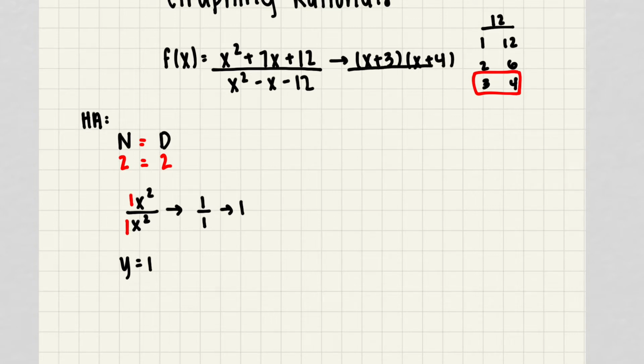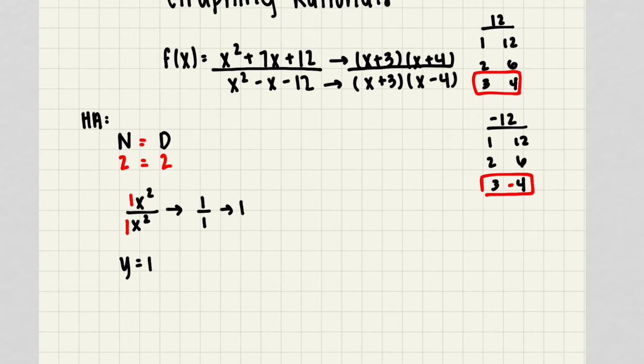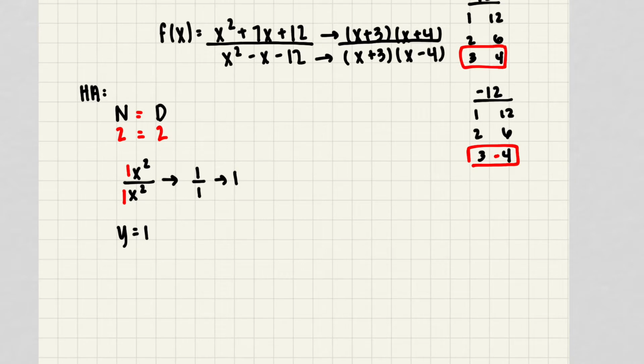I'm going to do the same exact process for the bottom, but now I have a negative 12 to think about. I still have the same factors, 1 and 12, 2 and 6, and 3 and 4. This time, since I multiply to get a negative number, one of them is going to have to be negative, but I want them to add up to a negative 1. So I'm going to put a negative with the 4, and I find out that 3 and negative 4 are the factors I'll use. So to factor the very bottom, I still have x plus 3 because that 3 is positive, but now I have an x minus 4 because this 4 has a negative with it. So what I have now is x plus 3 times x plus 4 on top, and x plus 3 times x minus 4 on bottom.